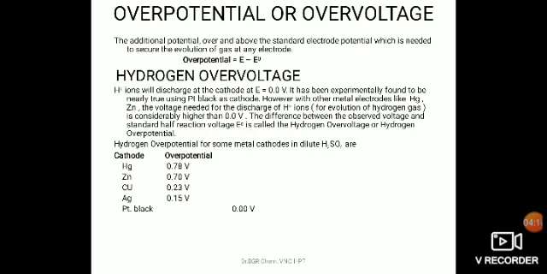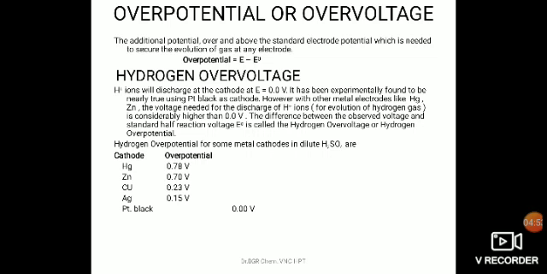Hydrogen overvoltage: H+ ions will discharge at the cathode at E equals 0.0 volts. We have seen that in the standard hydrogen electrode, the electrode potential is always considered as 0 volts. It has been experimentally found to be nearly true using platinum black as cathode. You can remember we have used platinum black in the standard hydrogen electrode. However, with other metal electrodes like mercury and zinc, the voltage needed for the discharge of H+ ions for the evolution of hydrogen gas is considerably higher than 0 volts.